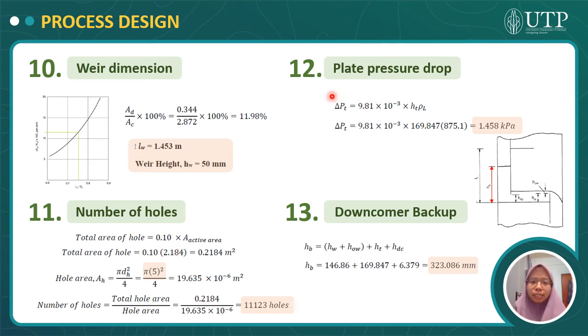Proceeding to process design number 12, plate pressure drop. Using the equation, pressure drop is calculated to be only 1.5 kPa, which is accepted. The last aspect for process design is downcomer backup. Its height is calculated to be 323 mm, which is less than tray spacing, hence it is accepted too.